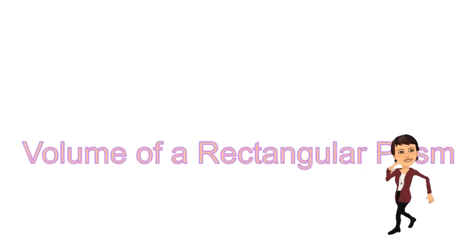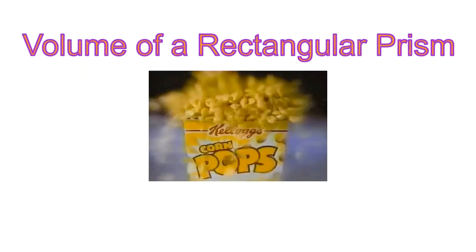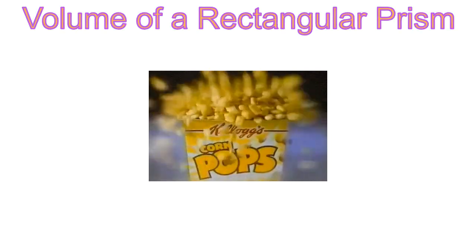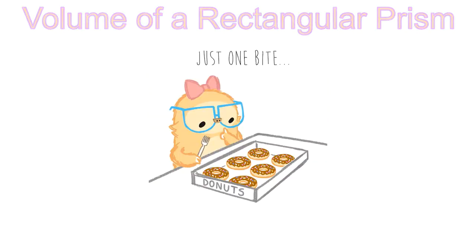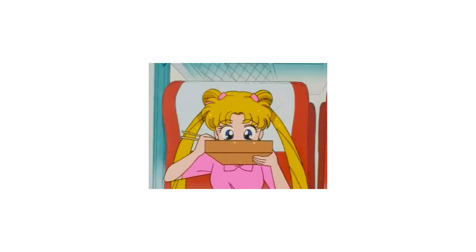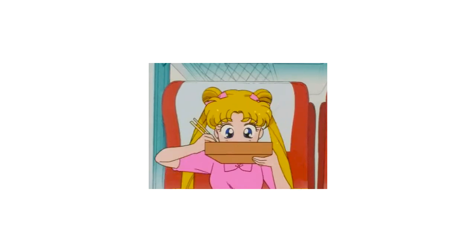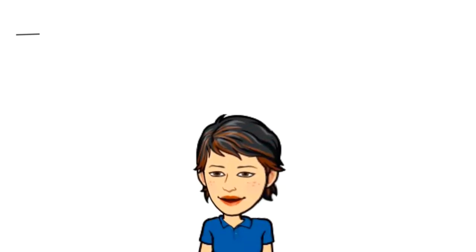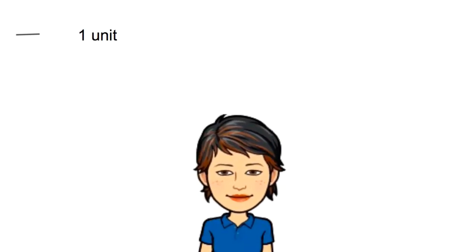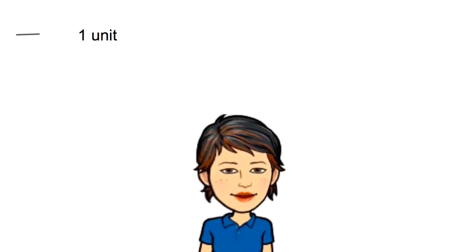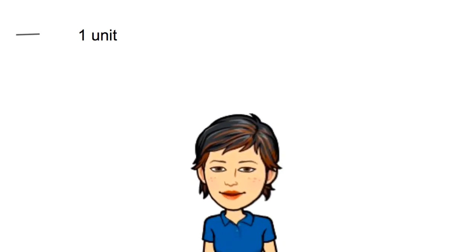The meaning of volume is how much stuff, like cereal, milk, or rice, can be stacked up inside a container. To better understand volume, let's start with a line segment. This one little line segment, we call it one unit. It is a one-dimensional object.